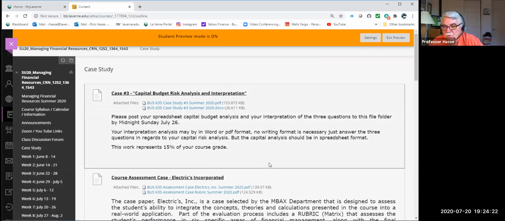I'm looking for two formats here, two files, kind of like a prelude to the electrics case. A Word or a PDF file where you can answer the questions that I give you in the case, and they're very short answer questions. And you can even include them in your spreadsheet if you'd like. Or, and also a spreadsheet showing me the analysis.